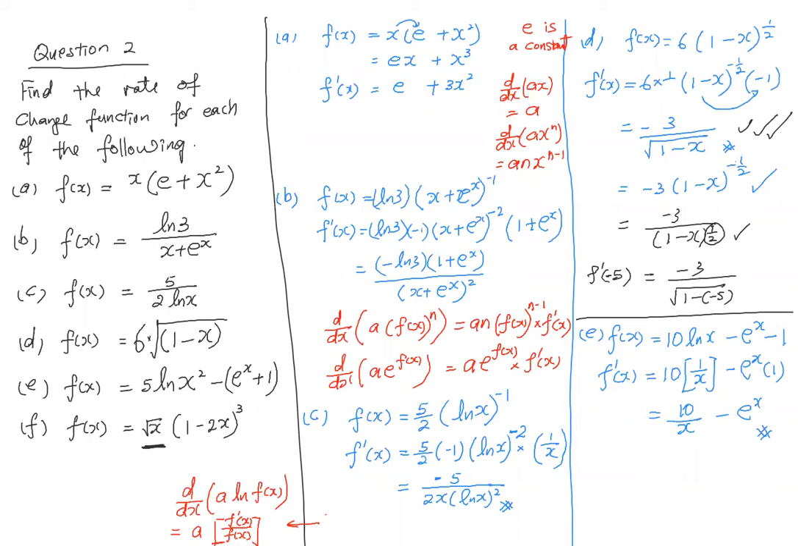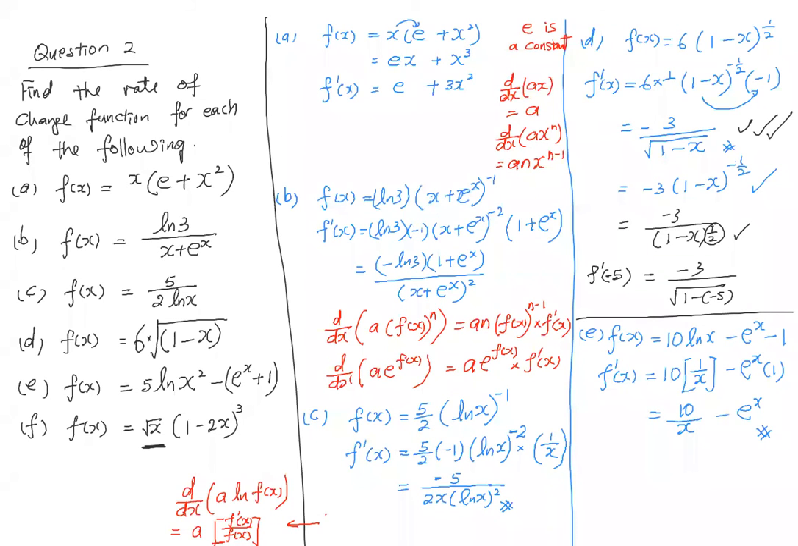Expand. Yeah, you can do so. If I don't want to expand, is there any other way? Yes. Mathematicians came up with another formula for you. So this is part F. My f(x) is equal to square root of x, wait, I have to go back, (1 minus 2x) to the power 3.